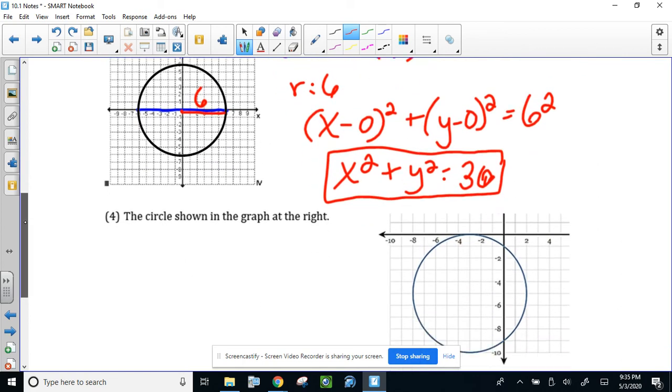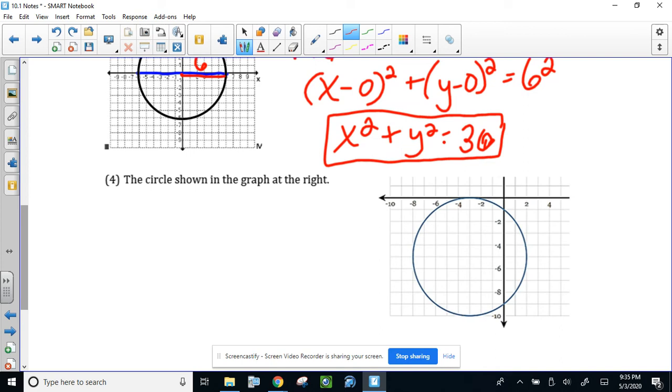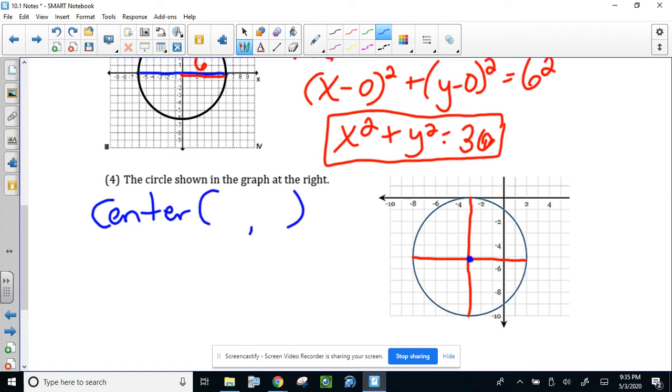Not too terrible. Last one. What is the equation for the circle shown in the graph? For this, I need to know where my center is. So I'm going to draw in a couple of diameters so that they cross. What is this coordinate right here, that central point? It looks like I'm at -3 and then down at -5. So there's my center. And I need to know then what my radius is. Luckily I can count my radius, 1, 2, 3, 4, 5, which is just 5 units.